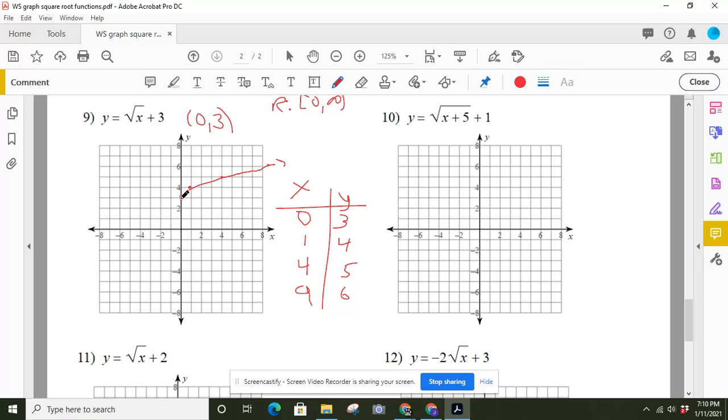All right, domain is the same as before. Starts at 0, goes to infinity. So all real numbers greater than or equal to 0. And then my range here, what's my smallest y value is 3. So my range is going to be all real numbers greater than or equal to 3. So bracket 3 to infinity.